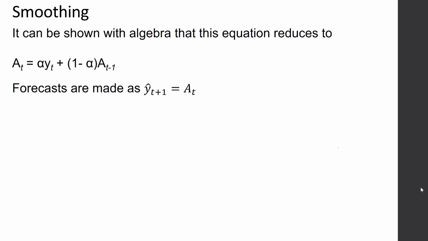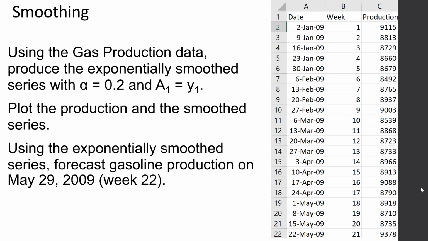It can be shown that A sub t actually collapses to be alpha times y sub t plus (1 minus alpha) times the most recent A sub t minus 1. And then forecasts are made as your predicted value for t plus 1 is A sub t. Okay, so we're going to use the gas production data to produce the exponentially smooth series with alpha equal to 0.2 and A1 equal to Y1. We're going to plot the production against the smooth series and then use it to make a forecast again for week 22.